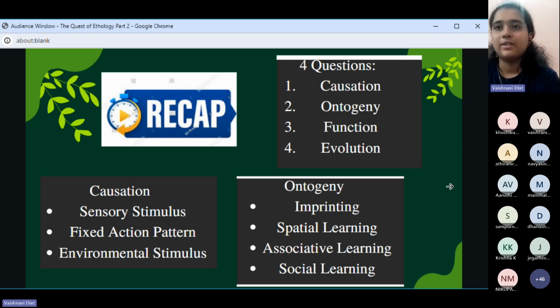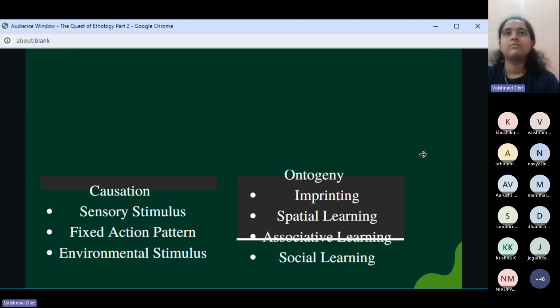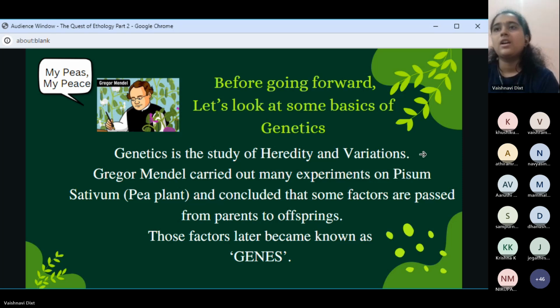Before we go forward, I want you guys to have some basics of genetics. What is genetics? Genetics is the study of heredity and variation. First of all, let me tell you where all this started. Gregor Mendel was a scientist and he carried out many experiments on the pea plant, Pisum sativum. He concluded that some factors are passed on from parents to offspring, and those factors came to be known as genes later on.